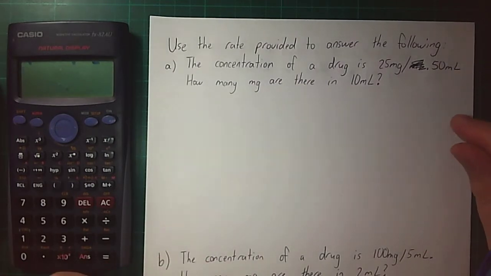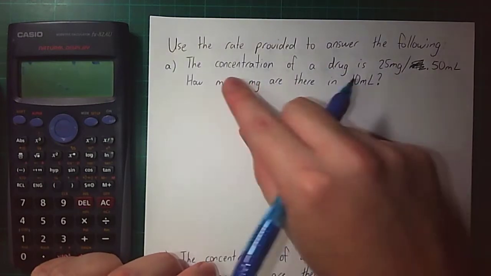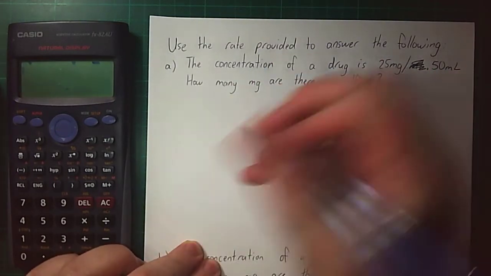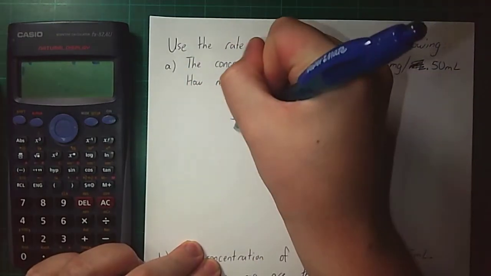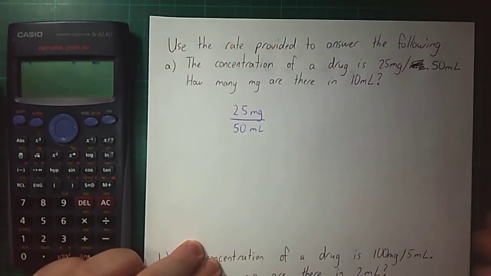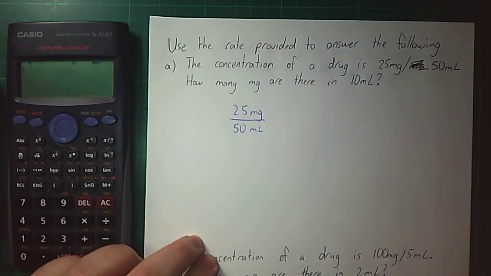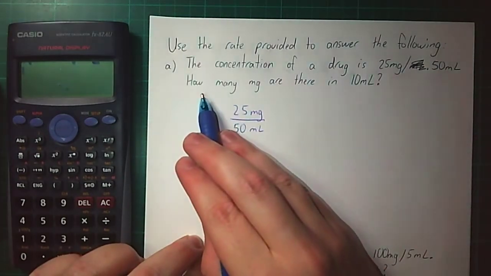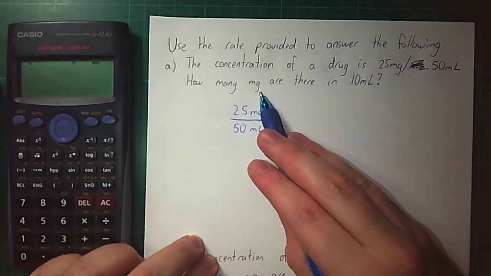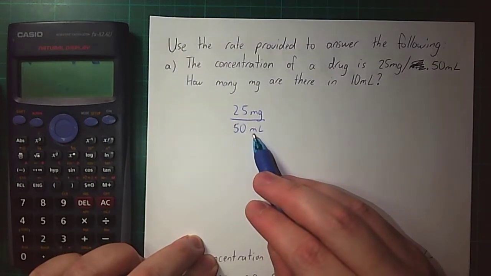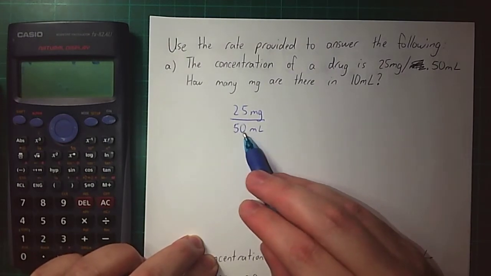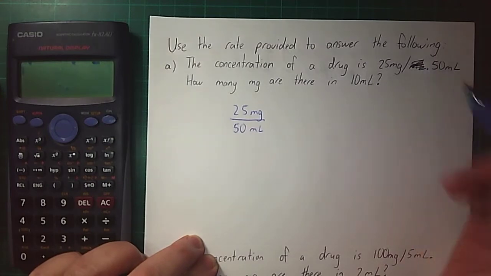Okay, so I'm just going to take the piece of information that's useful from the part up here, and that is that there are 25 milligrams in 50 milliliters. Now as this is a fraction, whatever I do to the top I can do to the bottom and it won't change the fraction. This part of the question asks us to see how many milligrams there are in 10 milliliters. As there's 50 milliliters here, I'm going to divide the bottom by 5 and I'll be left with 10. So I'm going to do that now.